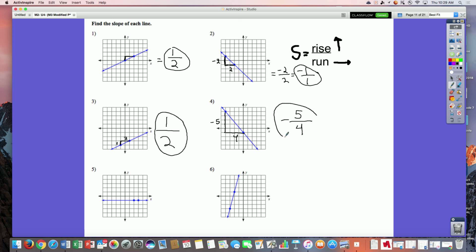Negative slope, right? It's downhill. It has to be negative. Downhill, negative. Uphill, positive.